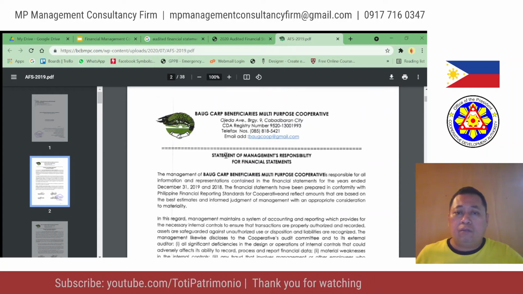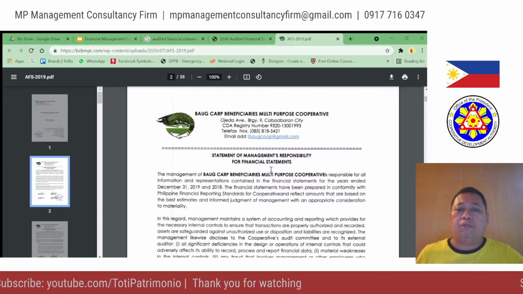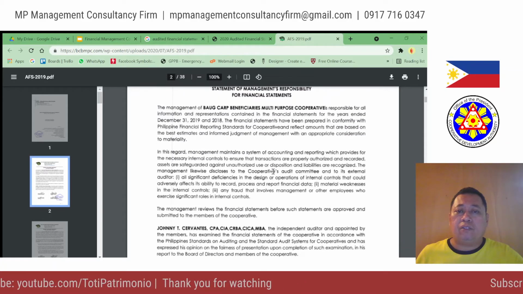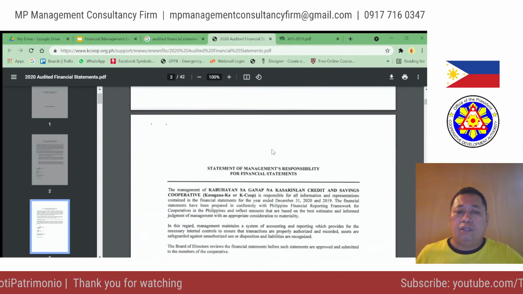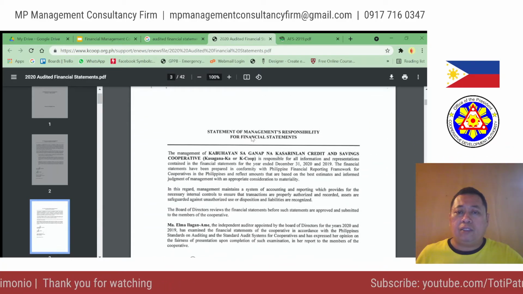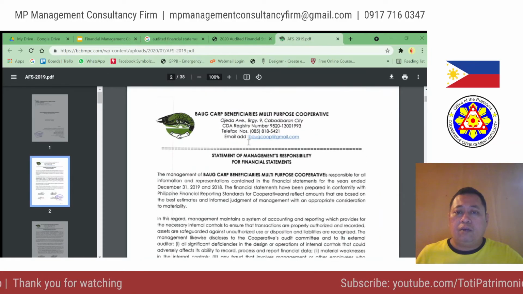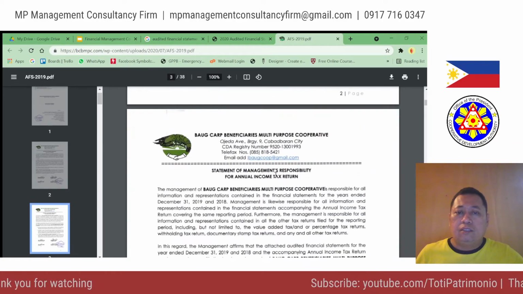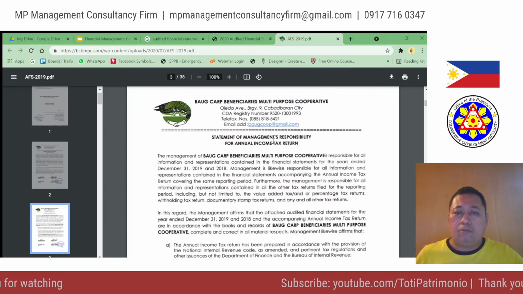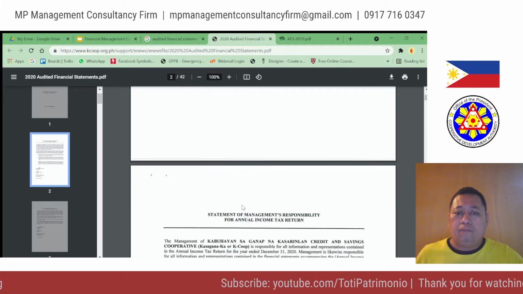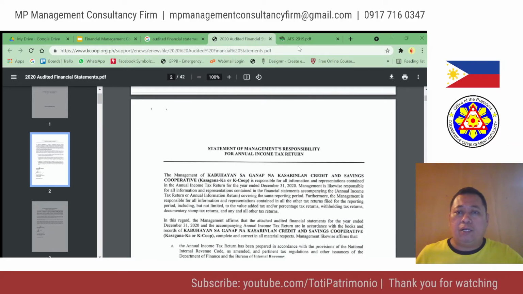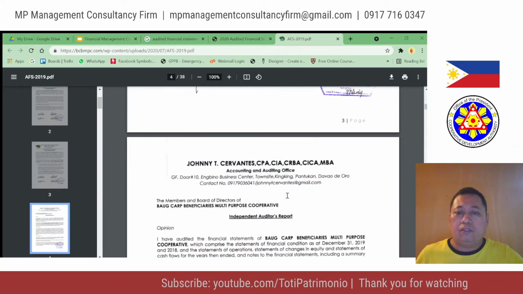Okay, so statement of management responsibility for financial statements. Here we have first the management responsibility for income tax return. Another presentation is the management responsibility for financial statements. Here they are both the same. The next one is the management responsibility for annual income tax. On the other one, the management responsibility for annual income tax return comes first. So that's it.